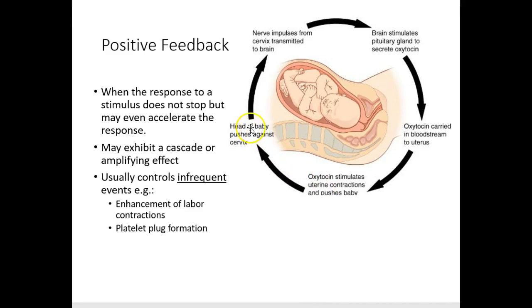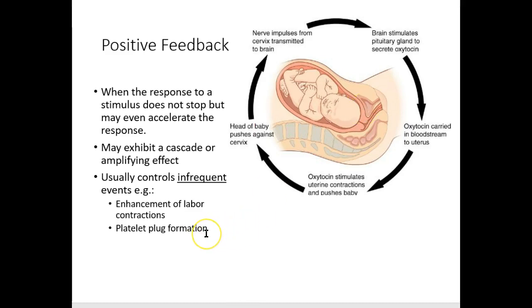Uterine contractions push the baby further down the uterus, dilating the cervix. When the cervix dilates, that causes more oxytocin to be released. So the more oxytocin that you release, the more uterine contractions you get, which causes more oxytocin release and uterine contractions. So you can see this is going to accelerate until something big happens to disrupt the positive feedback cycle, and in this case it would be delivery of the baby.